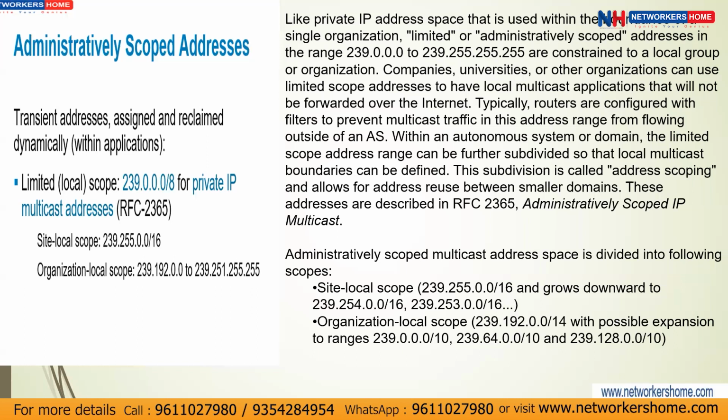These addresses are described in RFC 2365, Administratively Scoped IP Multicast. Here we have some examples: site-local scope 239.255.0.0/16 and grows down towards 239.254.0.0/16, 239.253.0.0/16. Organization-local scope 239.192.0.0/14. So 239.0.0.0/10, 239.64.0.0/10 and 239.128.0.0/10 respectively.